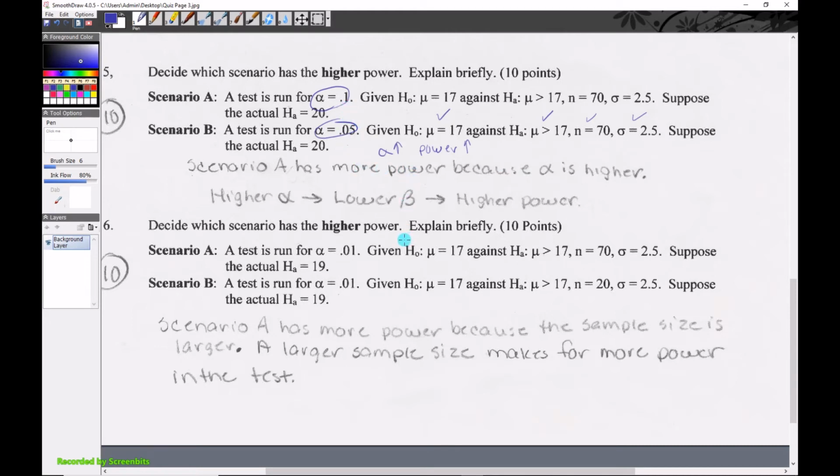Same thing here. Let's see. Alpha's the same, H0, HA, sigma's the same, but the sample size is different, right?